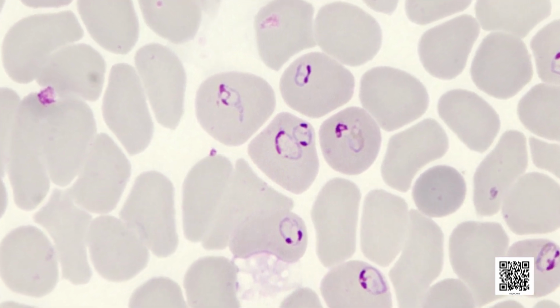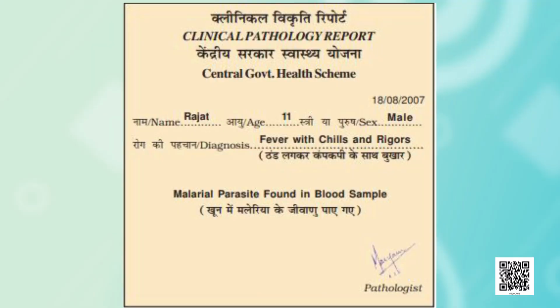Okay, dear children, look at the report of the blood test given here. Which words in the report help us to know that the person has malaria? Look, clinical pathology report, Central Government Health Scheme. Name Rajat, age 11, sex male, diagnosis, fever with chills and rigors. Malarial parasite found in blood sample. Here is the signature of the pathologist.